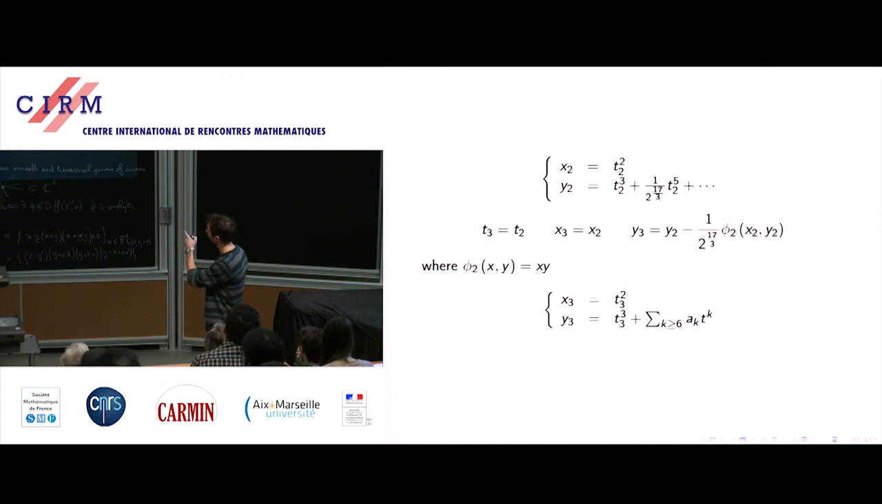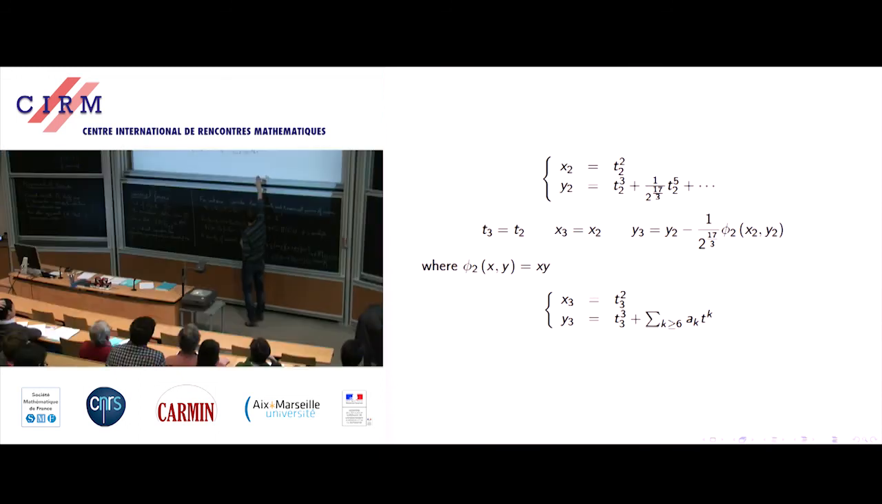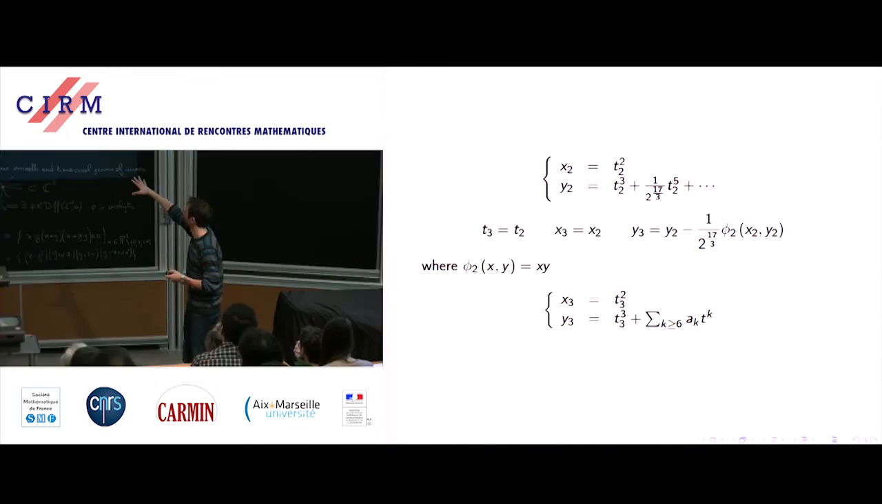So we are going to obtain a much simpler parameterization, which has the following form. In the expression of y, there is a misprint in the parameter. Here, of course, this is t3. But this is just a misprint. In the parameter y, there is of course the initial term t to the power 3, and after that, there are only terms with power greater than 6.